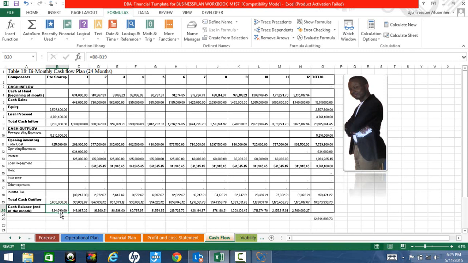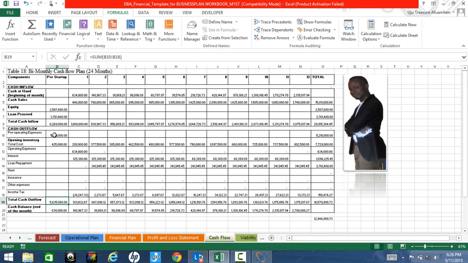Let's go and trace B19. This is B19. Total cash outflow. Now, total cash outflow is the sum of what you have in B10 to B18. So let's go. Where is B10? This is B10. Pre-operating expenses. They are part of the cash that flows out, the outflow. Can you see that? Total cash outflow, B10 to B18.